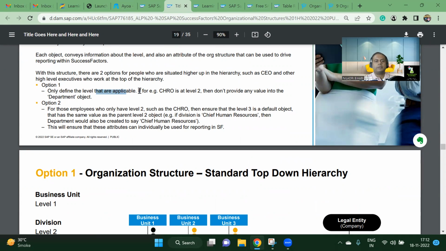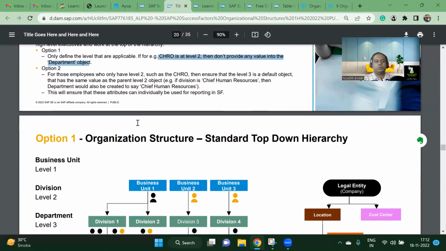Option one: only define the levels that are applicable. Suppose the CHRO is at level 2, then don't provide any value in the department object, right? Second option: for those employees who only have level 2, such as the CHRO, ensure that level 3 is a default object that has the same value as the parent level 2 object.